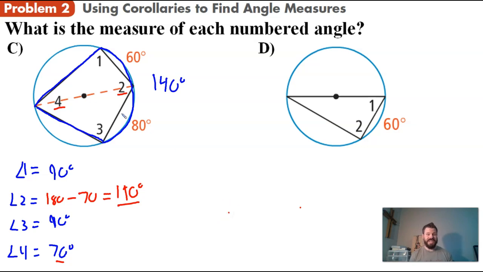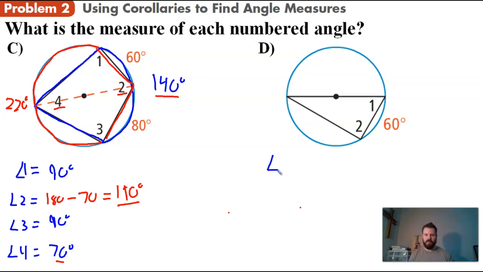Okay, now I suppose I don't need that corollary. It's nice to know. What I could do instead is take 360 minus the 140, which would give me 220 degrees. And then I know that angle 2 intercepts that arc, so if I divide it in half, I'd get the 110 as well that way. Okay, but that corollary just makes life a little bit easier.